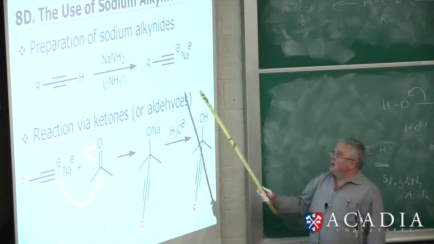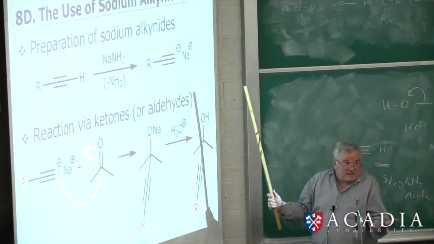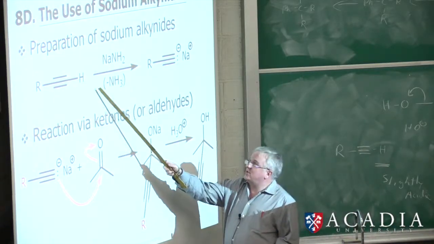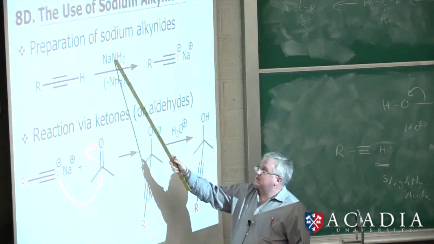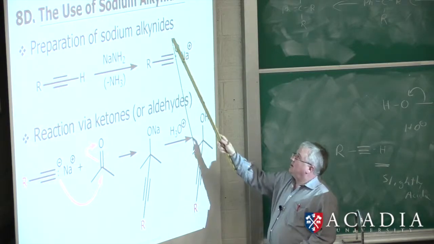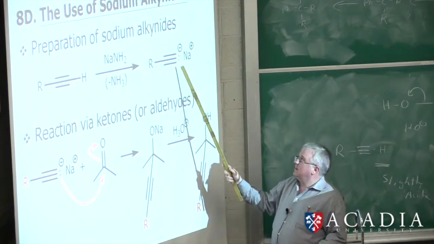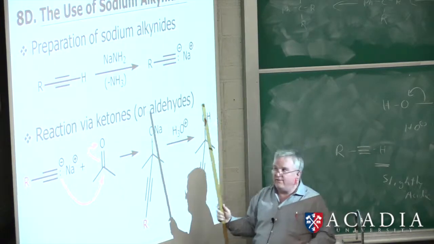We get this sodium alkynide. And they're strong bases, yes, because it's the conjugate base of this reaction. This is just an acid-base reaction, like any acid-base reaction. This is our base, this is our acid, this is our conjugate base. What's our conjugate acid? Well, it's ammonia, NH3. It's not shown here.